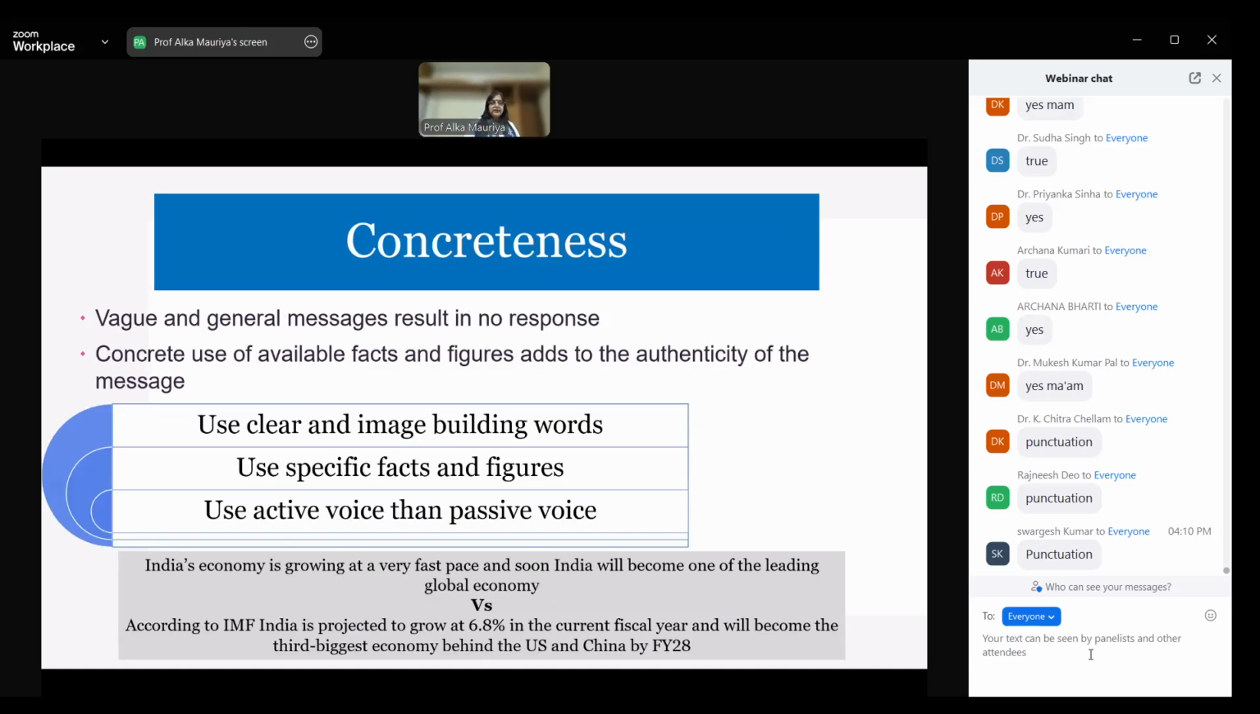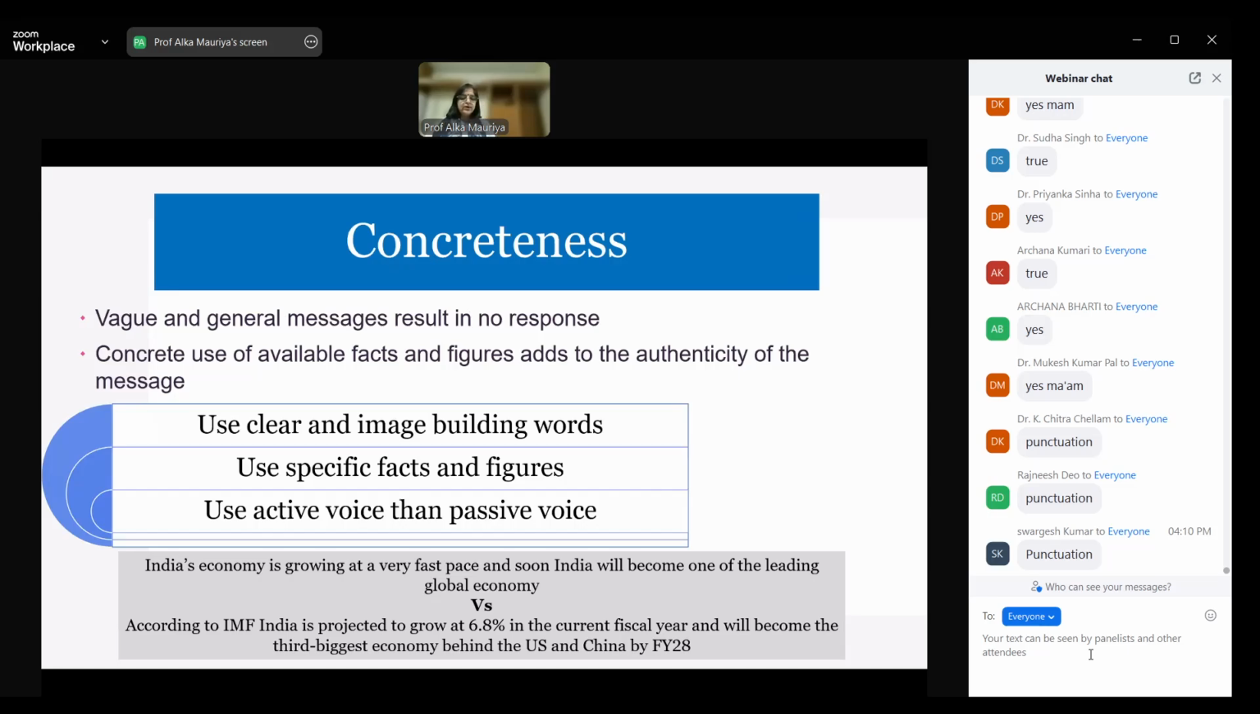Then concreteness. I've just taken examples since I'm a student of international business. So I've taken relevant examples. Just look at these two sentences which are there at the bottom of the slide. The first sentence is, India's economy is growing at a very fast pace, and soon India will become one of the leading global economy. This is sentence one.